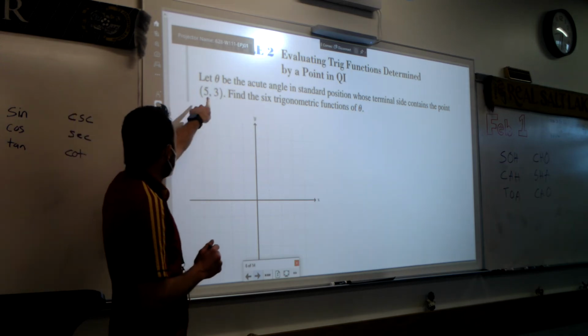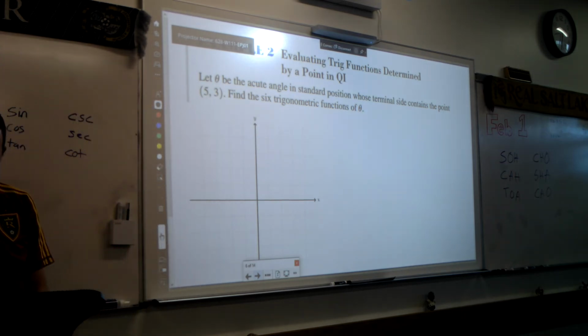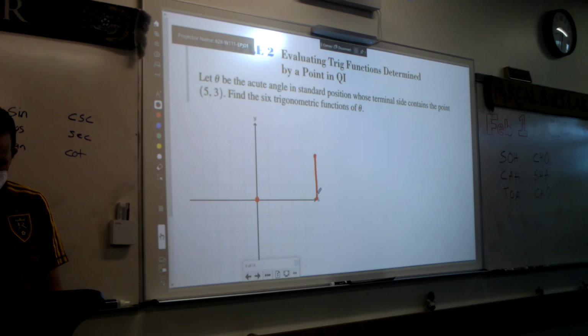So how do I get to the point (5,3)? Well, if this is the point (0,0), then I just go to the right 5, 1, 2, 3, 4, 5. And then I go up 3, 1, 2, 3. And that will make a right triangle.